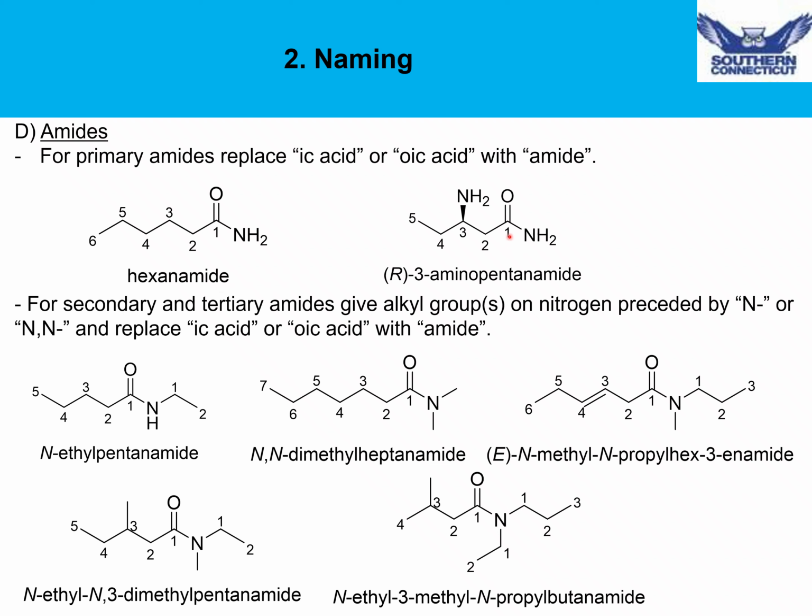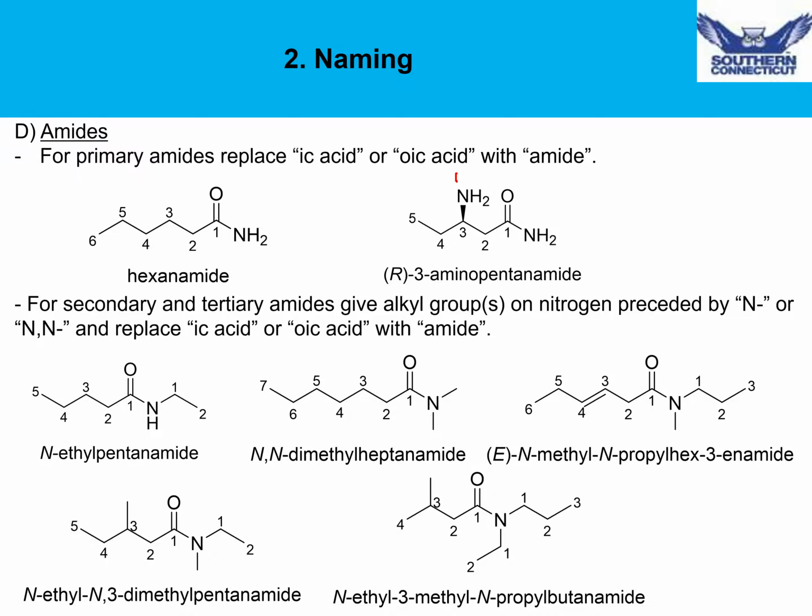In the next example, we have 5 carbons in the parent name, so this is named pentanamide. We also have an amino group on carbon 3, so 3-amino. And notice carbon 3 has stereochemistry, which is R, and we can confirm that by the fact that we have an amino group, the nitrogen, which is the highest priority group directly attached to carbon 3.